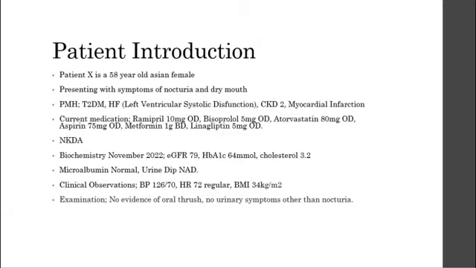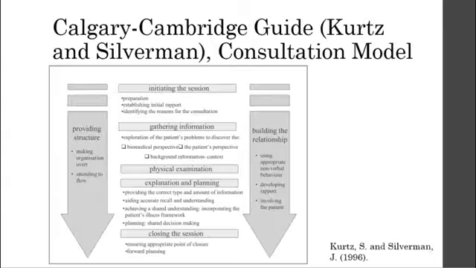She presented with symptoms of nocturia and dry mouth. She has no known drug allergies. Recent eGFR was 79, HbA1c of 64 and cholesterol of 3.2. Blood pressure was 126/70, heart rate was 72 irregular and BMI was 34.